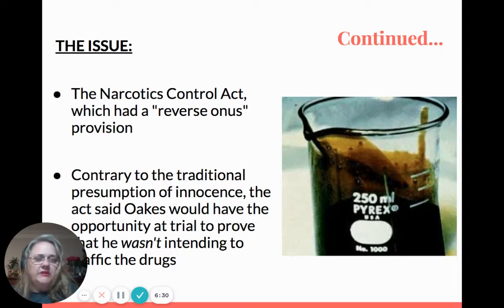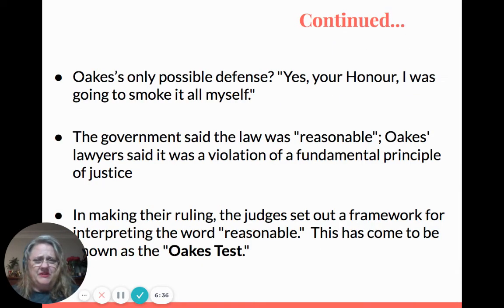It put Oakes in a really bizarre situation. There was really only one possible defense that he could use, and it was a little bit ridiculous. It was the, yes, Your Honor, I was going to smoke it all. It was all for me. Well, that's awkward. But aside from the fact that it's awkward, this reverse onus violates one of the principles of fundamental justice, which is that you're presumed innocent until proven guilty.